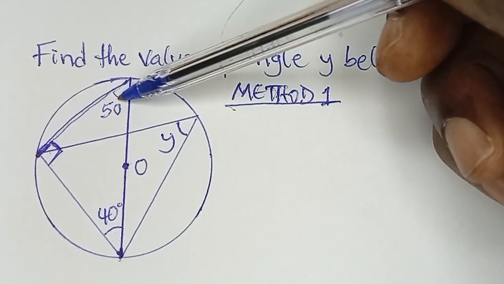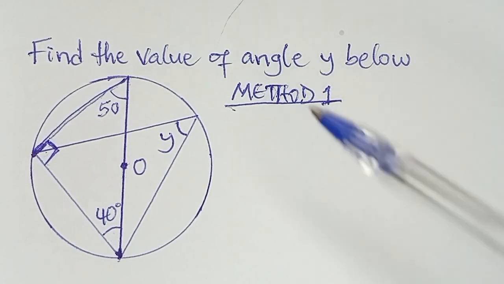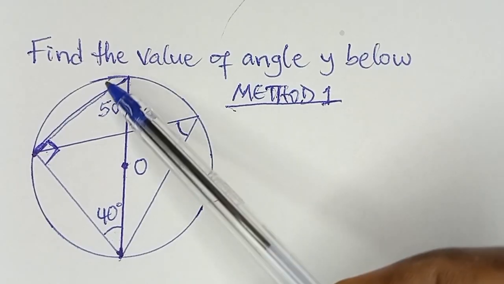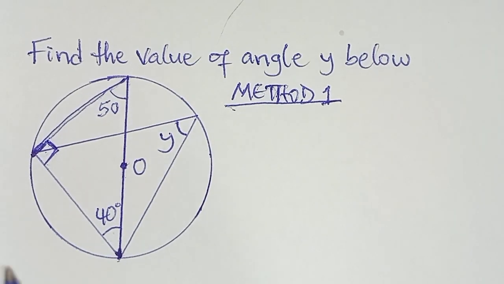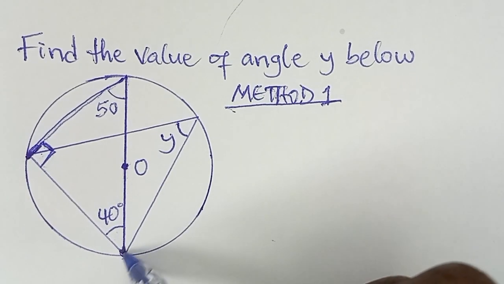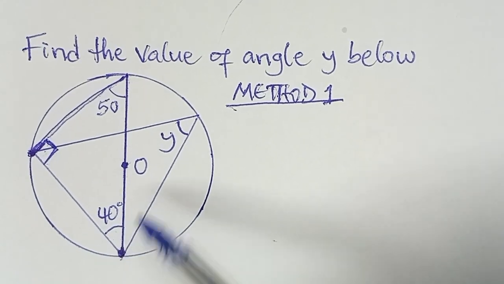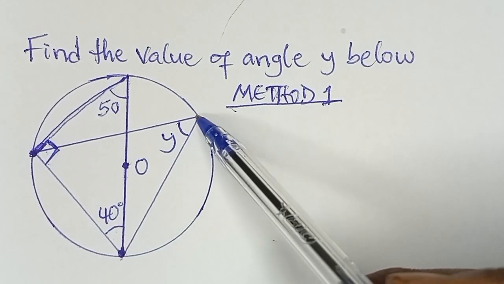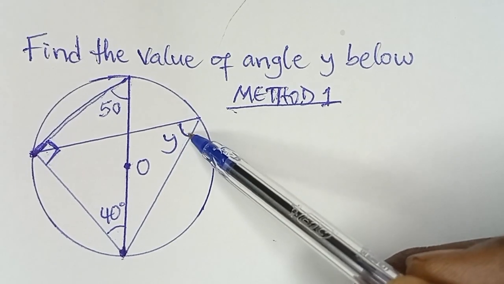Now that we know this place as 50, then you will agree with me that this angle y and this 50 are angles in the same segment. How do you identify angles in the same segment? You look at the origin of the point where the lines are coming from. So from these two points, I have a line going to the circumference, and from this point I have a line going to the circumference to make this angle y.